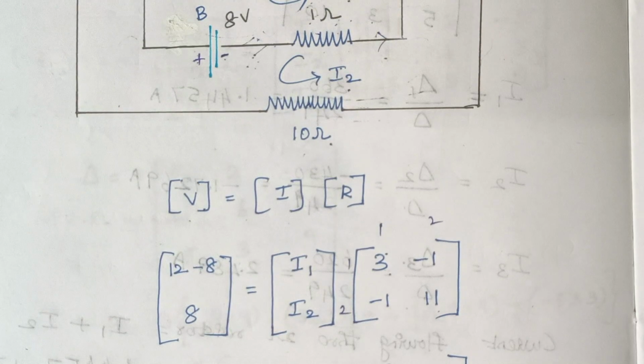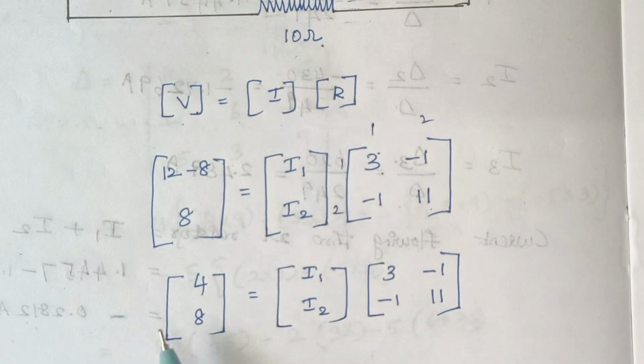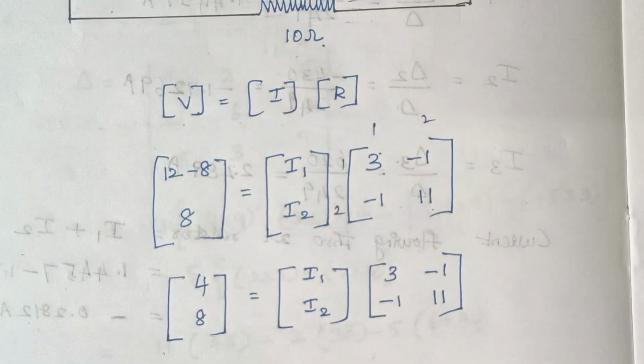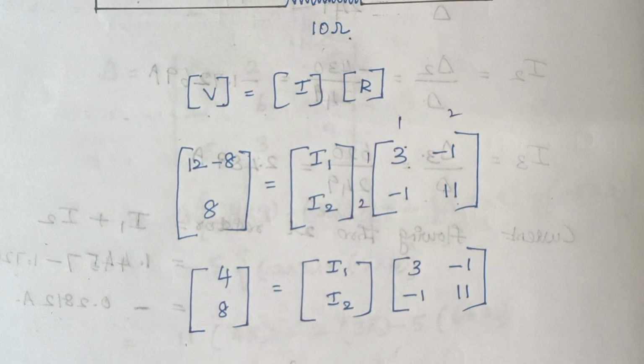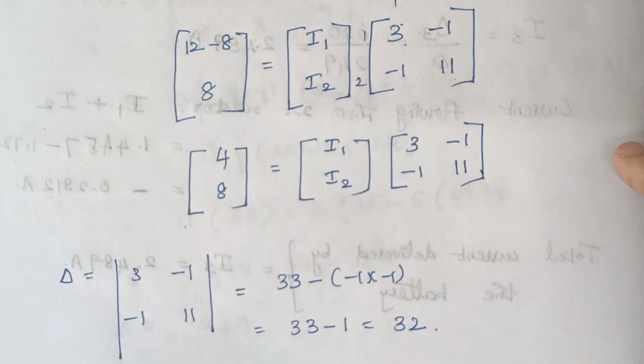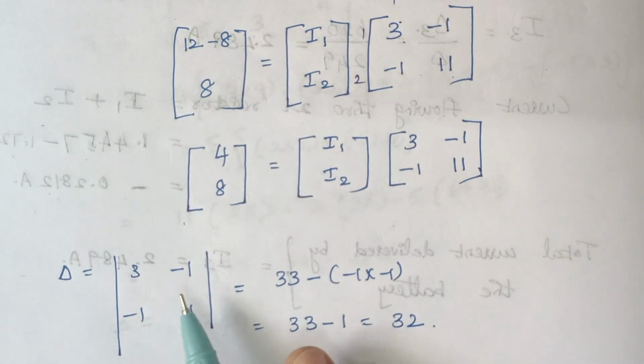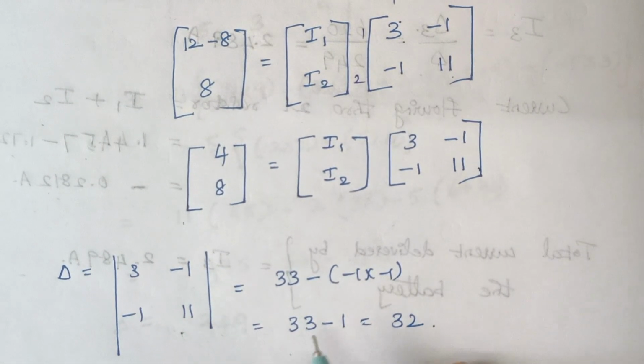Right. Now the next thing is again simplify. That is 12 minus 8 gives you 4 and the rest of these things remain the same. Now you need to calculate del 1 and del 2. Right. What is meant by del? The determinant value of the resistances gives you the del value. So once you take the determinant, you see 3 into 11 minus of minus 1 into minus 1. So 33 minus 1 gives you 32.